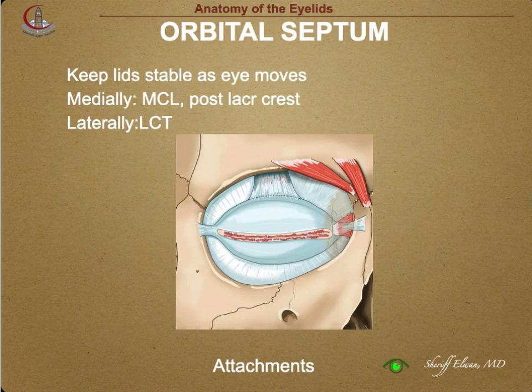It actually keeps the lids stable as the eye moves, like a sort of anchoring of the skeleton into the fixed bone. Medially, both are attached to the medial canthal ligament and the posterior lacrimal crest. And that is why if you put your finger on the lacrimal crest, you can feel the anterior lacrimal crest, which is outside of the orbit, and you cannot feel very sharply the posterior lacrimal crest. And laterally, it's attached to the lateral canthal tendon.